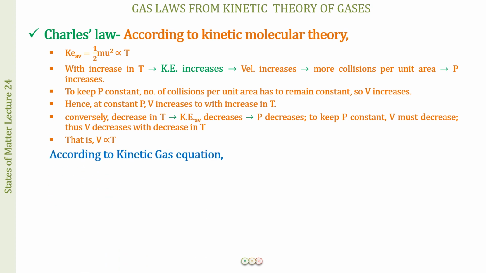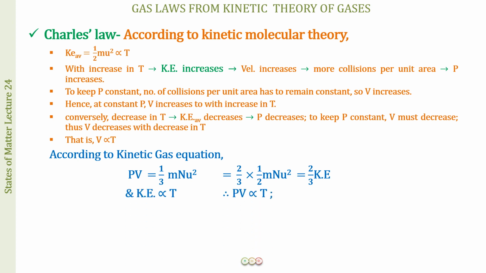Now, similarly, we can also express Charles' law from the kinetic gas equation. Let us see how. We already know that the kinetic gas equation is PV equal to 1/3 mnu². Multiply and divide by 2, and you get PV equal to 2/3 kinetic energy. This is what we learned in the previous lecture. Kinetic energy is directly proportional to temperature, so PV is going to be directly proportional to temperature.